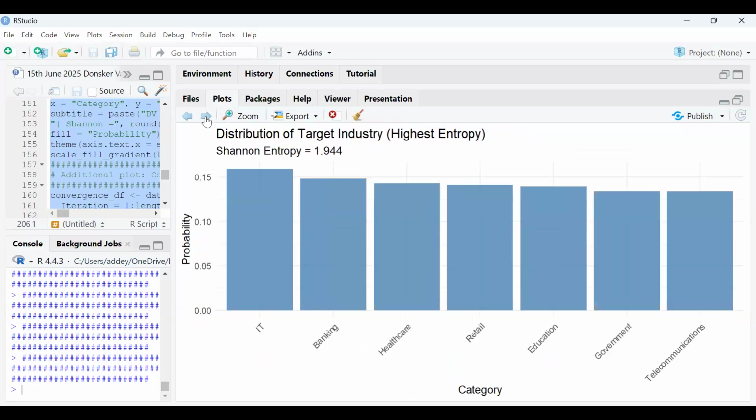So our code further looked at the target industry. Within our data set, we see that these are the different industries. So we are working with an entropy of 1.944 for the target industry. The industry with the highest probability is the IT industry. However, we see that they are fairly uniform. Thus, we don't see a wide discrepancy among these industries.